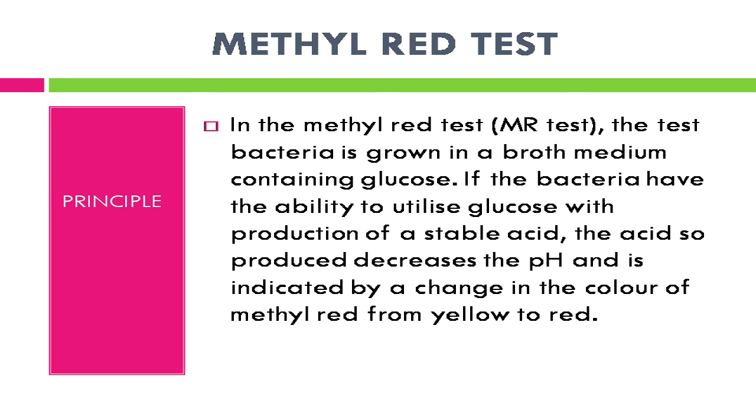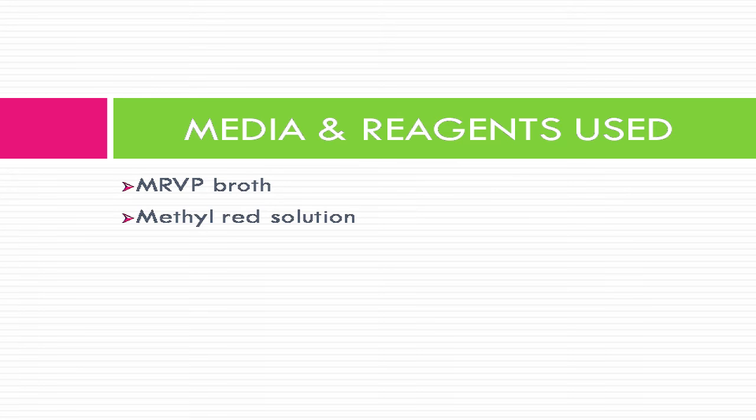In the methyl red test, the test bacteria is grown in a broth medium containing glucose. If the bacteria have the ability to utilize glucose with production of a stable acid, the acid so produced decreases the pH and is indicated by a change in the color of methyl red from yellow to red. Media and reagents used: MRVP broth and methyl red solution.